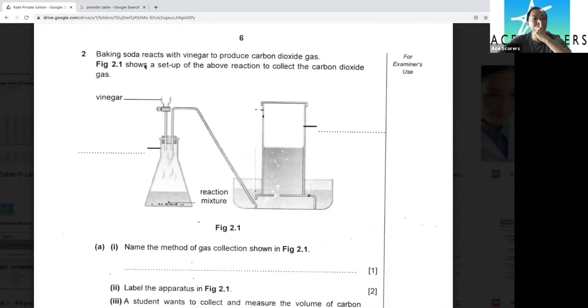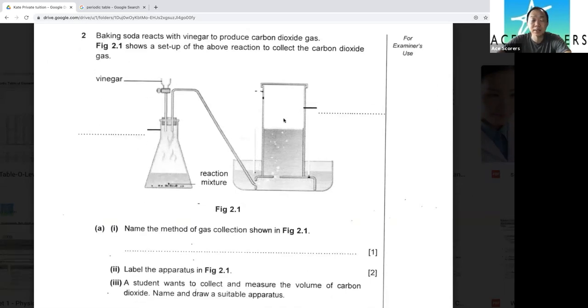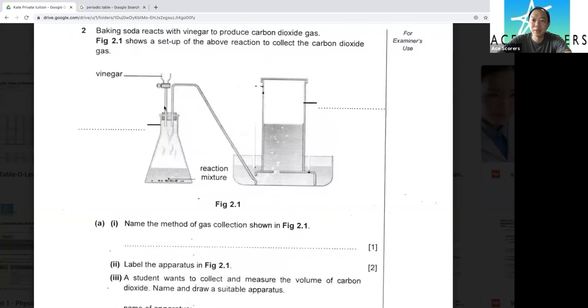Next, baking soda reacts with vinegar to produce carbon dioxide gas. Remember, vinegar is a type of acid. So acid plus baking soda produces carbon dioxide gas. This is under the acid and alkali chapter. Label the apparatus. Once again, you don't know the apparatus because you didn't go through the lab, but this is a conical flask. You need to know all this in the lab. This is a gas cylinder, the one on the right side. What's the method of gas collection here? It's upward delivery, because the gas is produced, it gets bubbled through the water and is collected over here.